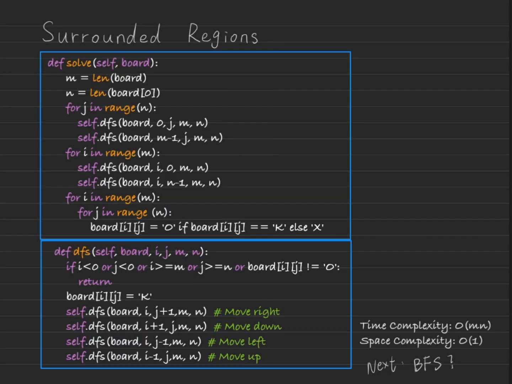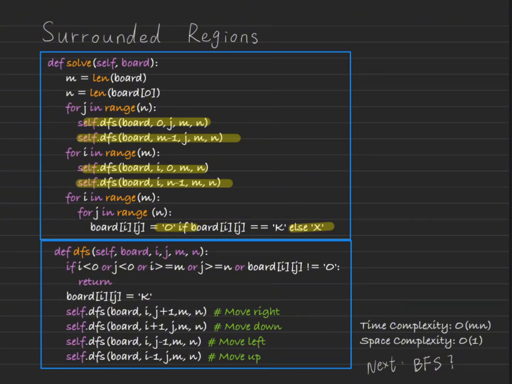Putting everything together, here's the pseudocode in Python. For every cell on the top row and bottom row, we perform depth-first search to find all the regions with O's and replace them to the letter K because we want to keep them. And we do the same thing for the leftmost column and the rightmost column. In the end, if the cell is marked as the letter K, we change it back to O, and all the other cells can be changed to X's.